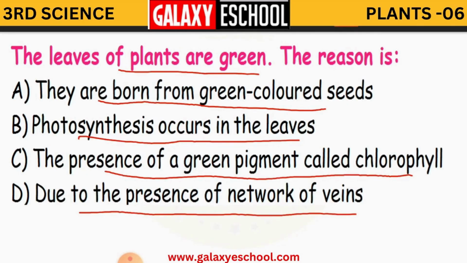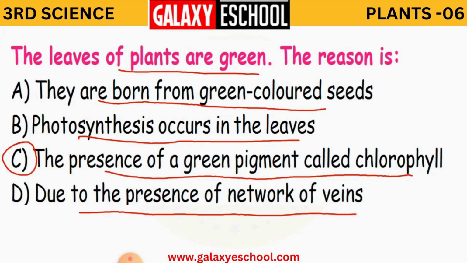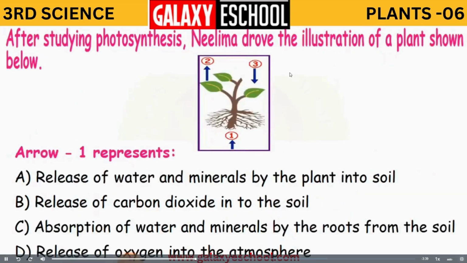As we have learnt, we have got a green color pigment which is called chlorophyll. Okay. So on the leaves. So that is why plant leaves are green in color. Clear? C is the correct answer. In the next question here, after studying photosynthesis, Nilima drew the illustration of a plant shown below.